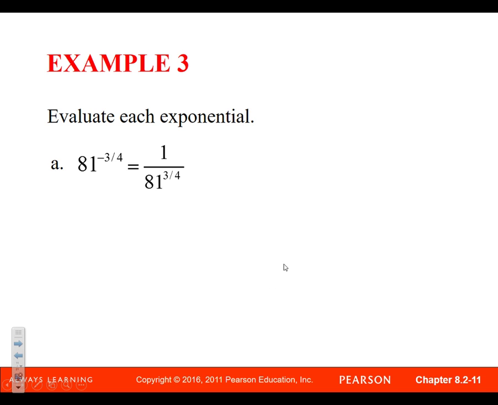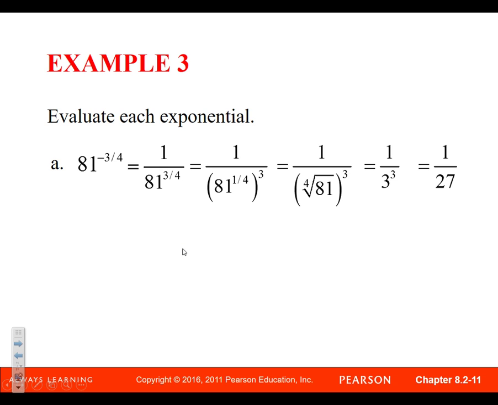So here's an example, and they already did it for you too. If you notice, you have 81 to the negative 3/4. We're going to take the entire power down to the denominator. That's going to make this rational exponent into a positive, and then just go about your business like you normally would. What is the 4th root of 81? 3. And then you're going to cube that 3, so you're going to get 27. You can skip those steps if you're okay with that. But that's what's going on.